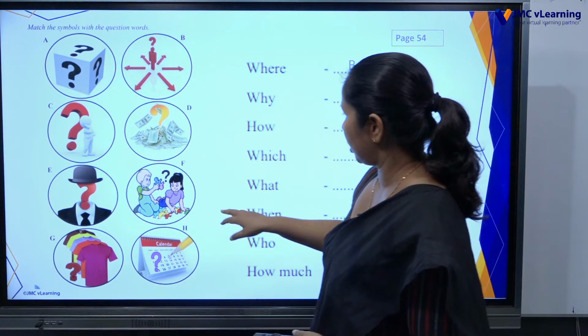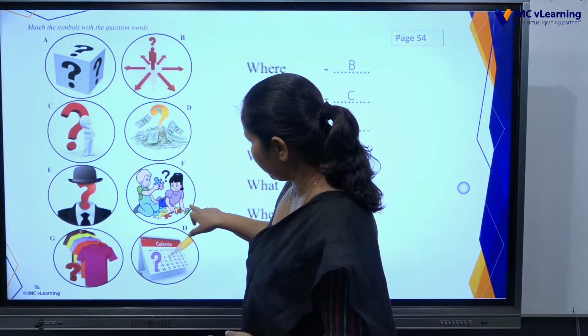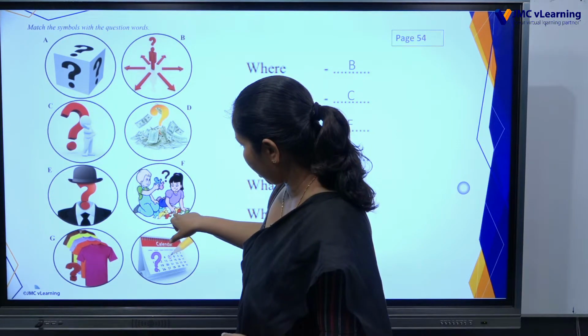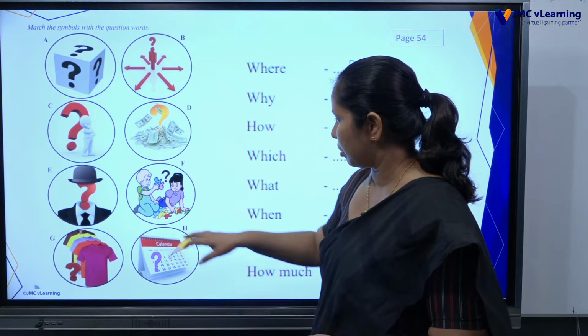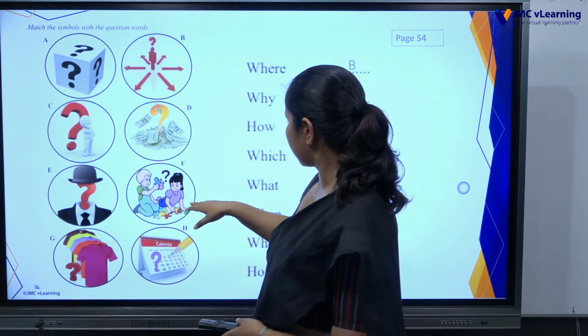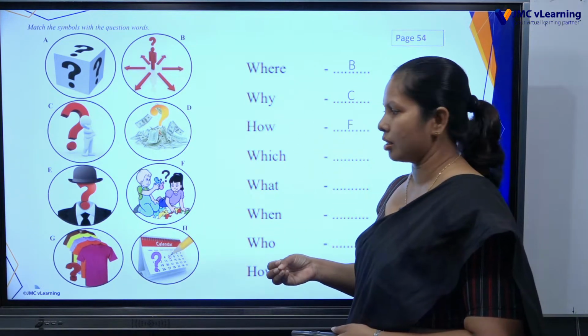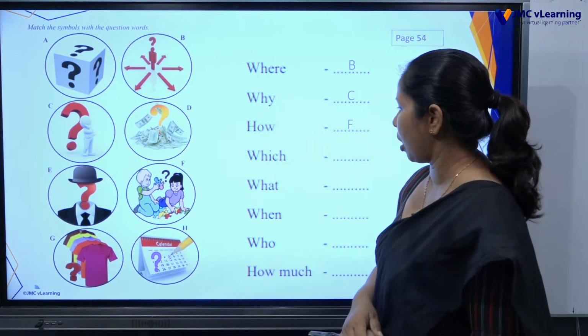How? So here if you look at this picture or this symbol, you can see two children are trying to fix this puzzle. So they are thinking how to do it. So we can match F with the question word how.